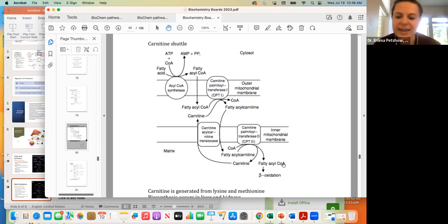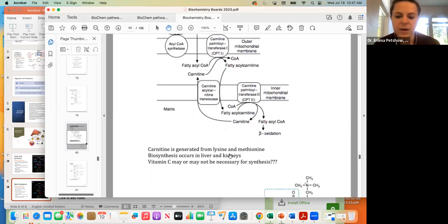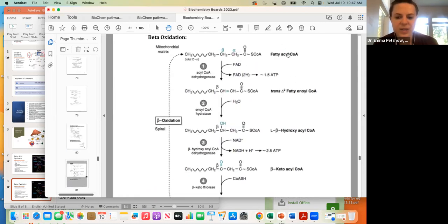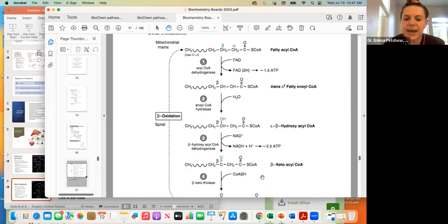Inside then you have fatty acyl-CoA and carnitine. Carnitine can then be shunted back through and utilized again to help this process continue to move forward. That's the carnitine shuttle. Once we have our fatty acyl-CoA inside of our mitochondrial matrix, then we can undergo beta oxidation. You'll see through this process, you're going to actually generate ATP as we move down.